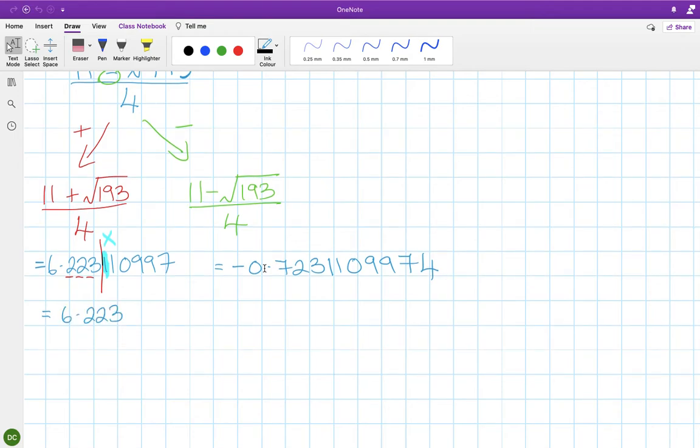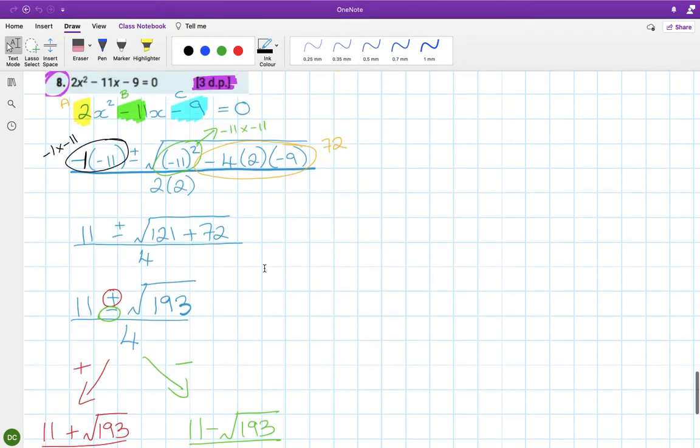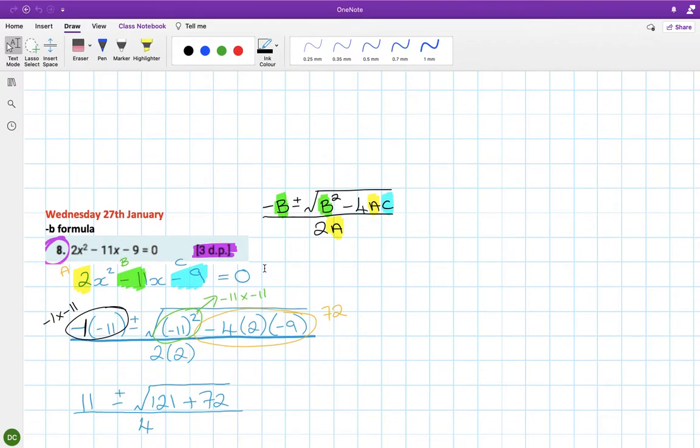On the other side, we have the 7, the 2, the 3, and then we're going to stop. The number after the 3 is a 1. That 1 is not going to be big enough to push up the previous number. So again, it stays minus 0.723. And they are your 2 solutions to the homework question.